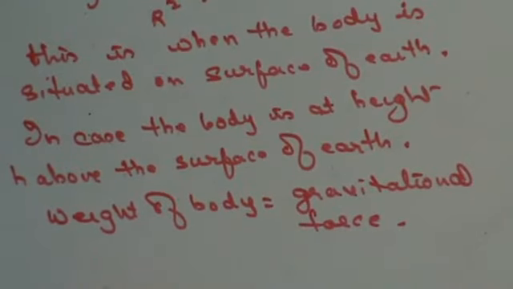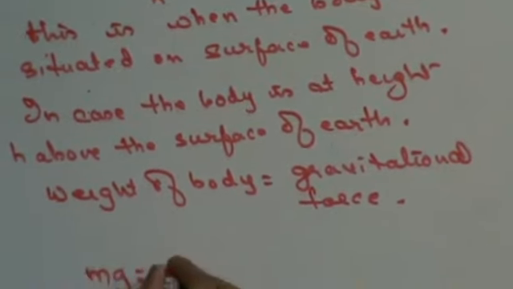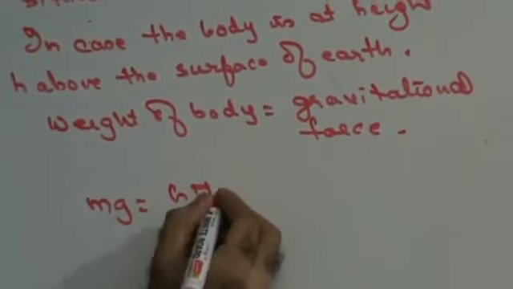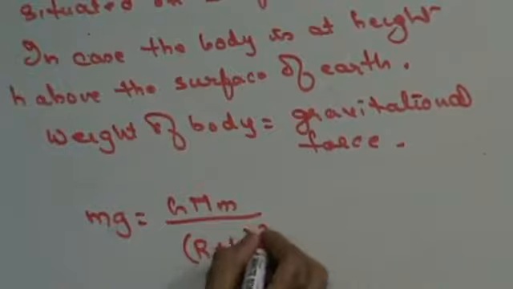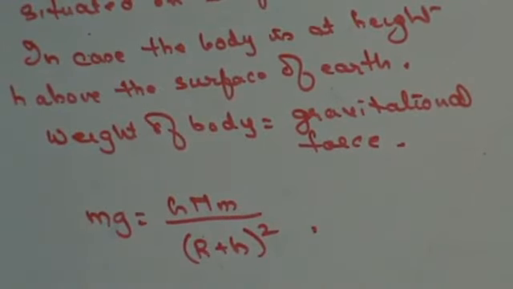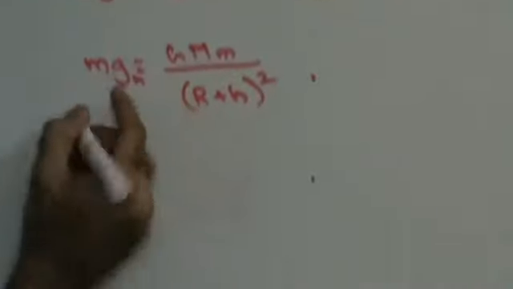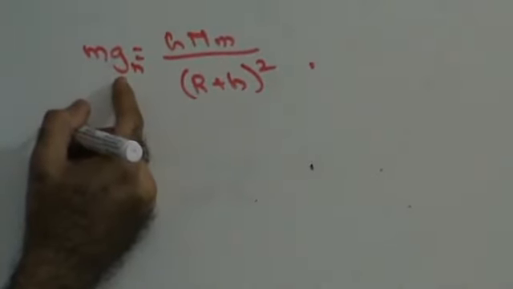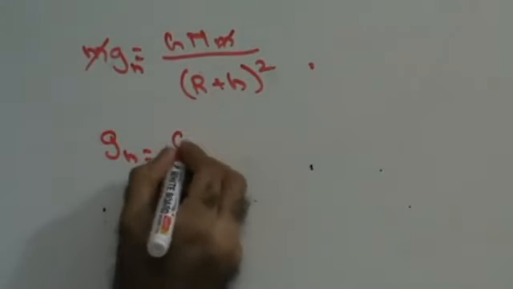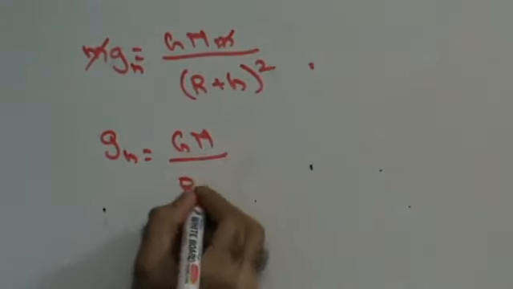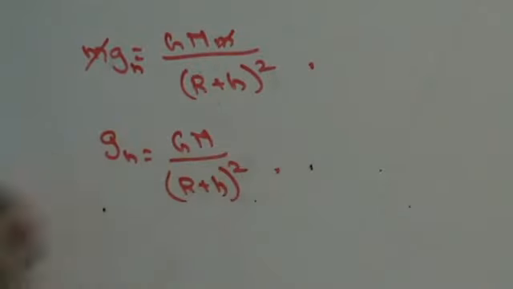Weight of the body is mg, gravitational force is GMm. The only difference is my distance will be r plus h the whole square, right? So we'll call this gravitation at height h. So m and m get cancelled, so gravitation at height h is GM upon r plus h the whole square. Finally, we get this thing clear?